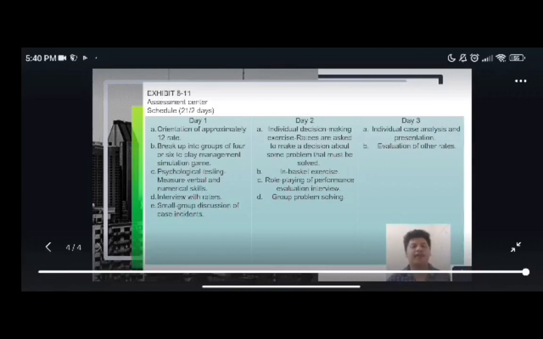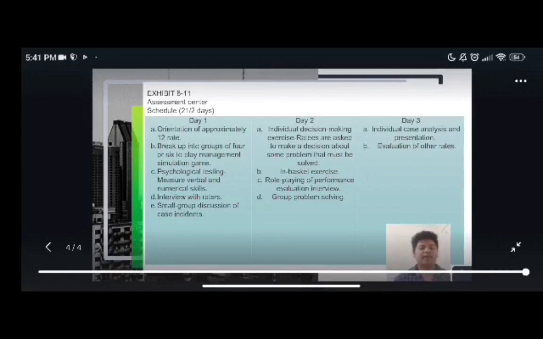Exhibit 8-11. Assessment center schedule for 2 days. Day 1. A. Orientation of approximately 12 raters. B. Break up into groups of 4 to 6 to play management simulation games. C. Psychological testing to measure verbal and numerical skills. D. Interview with raters. And E. Small group discussion of case incidents.